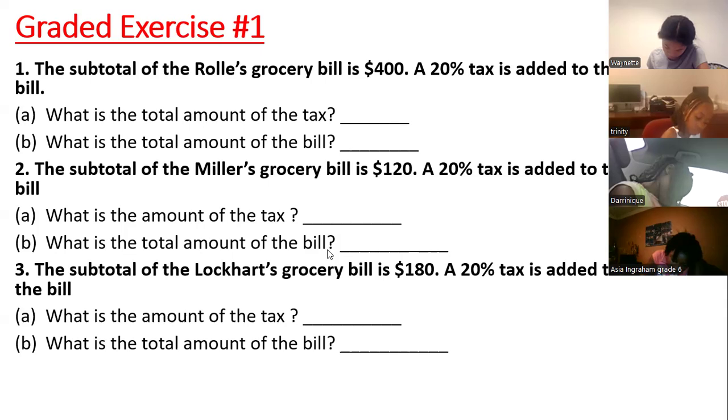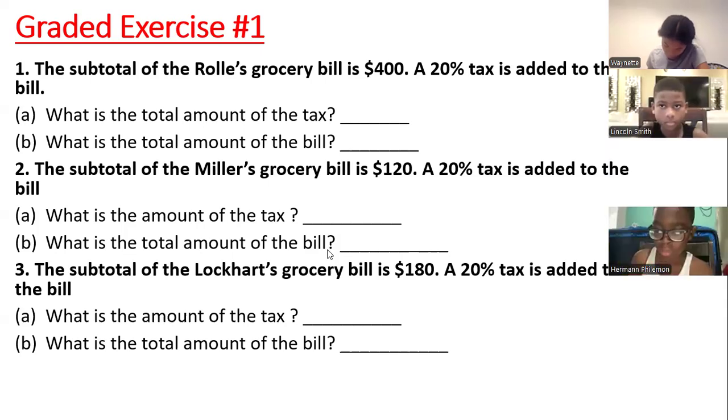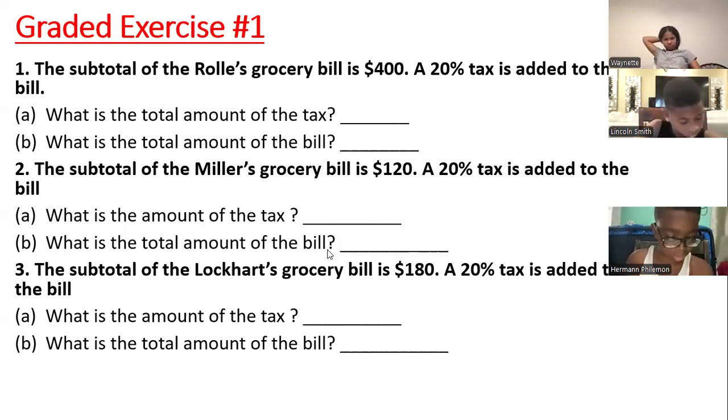Mr. Petit, when we're multiplying 120 and you have 100, we could cancel the 20 also, right? Yes, you can. Thank you.